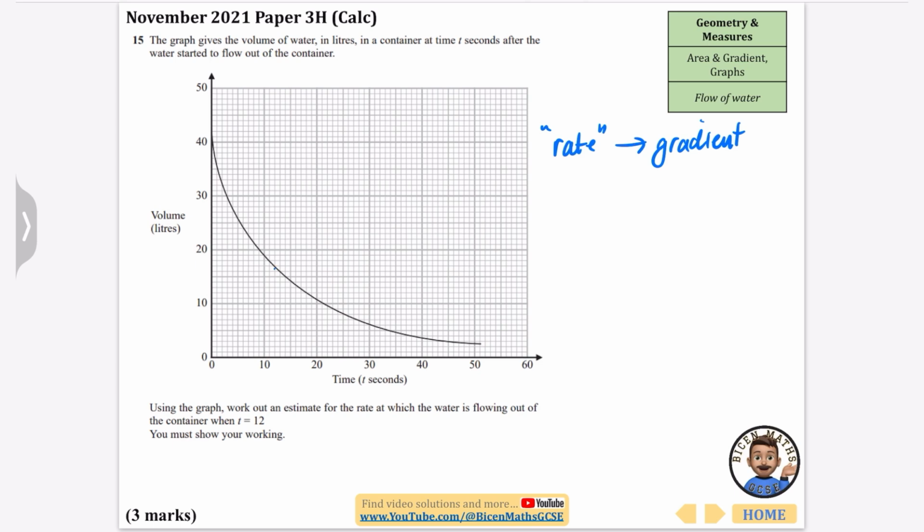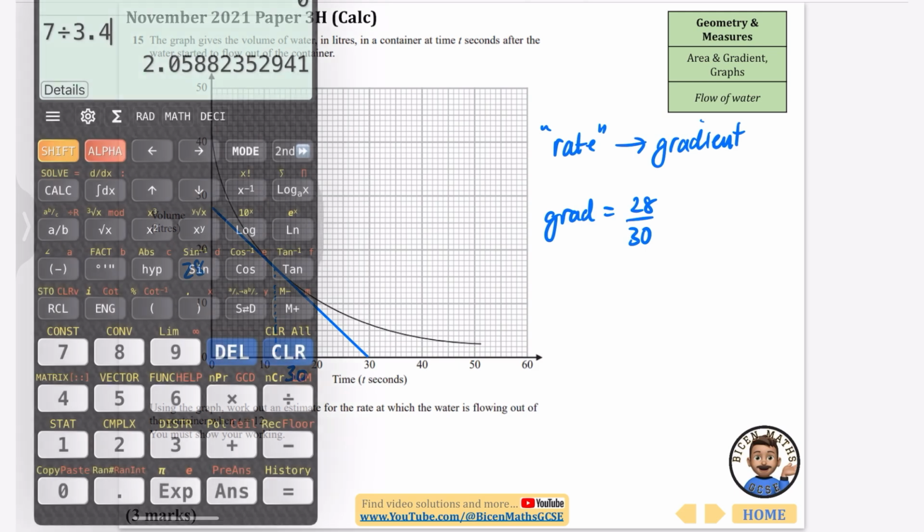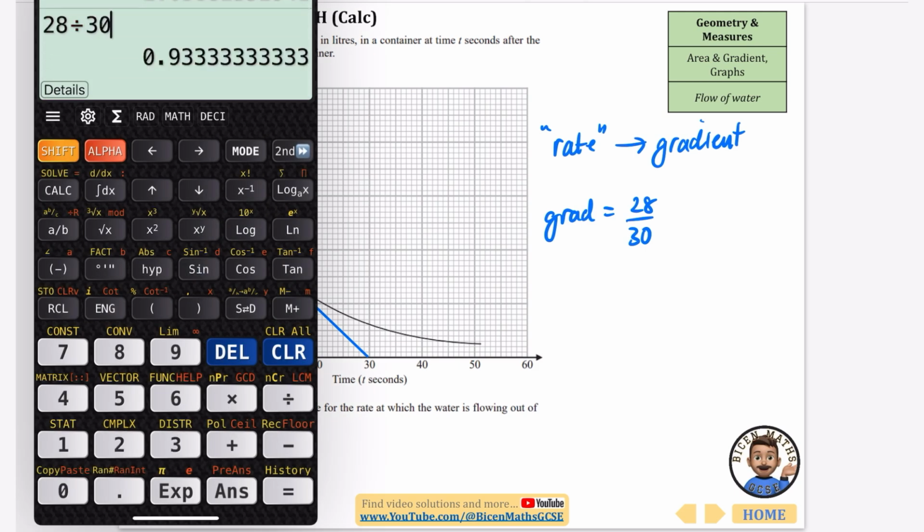So t equals 12 would be along the bottom. So we're going to try and draw a tangent at this particular point. So I'm going to do my best to draw a tangent. Okay, so what we're going to do is find out the estimate for the rate. Well, let's try and do the gradient. So that looks like it's about a 28. And then along the bottom it is 30 seconds. So if I work out the gradient, I'm going to do the 28 divided by 30. I'm going to say that it's 0.93. We'll do 2 decimal places, they didn't ask, but that will be fine.